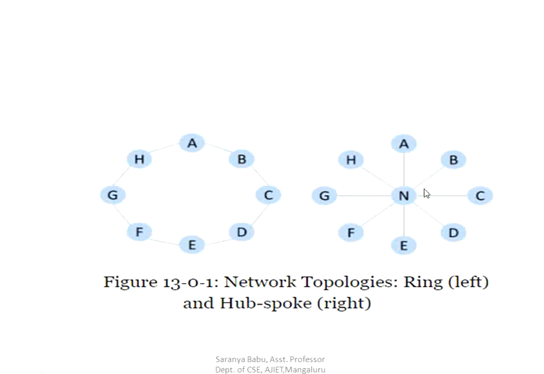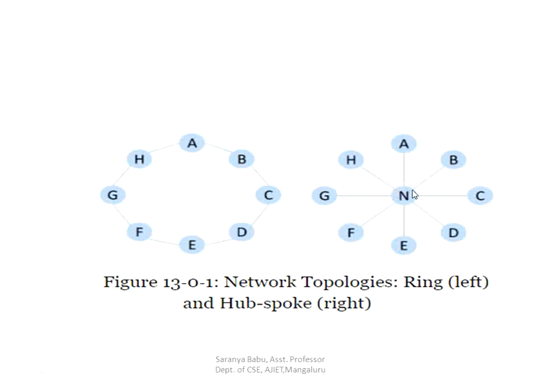What about hub-spoke? In the hub-spoke network, node A has only 1 link. Node B also has only 1 link. Node C also has only 1 link. Node D, node E, F, G, each has only 1 link. What about node N? How many links does node N have?